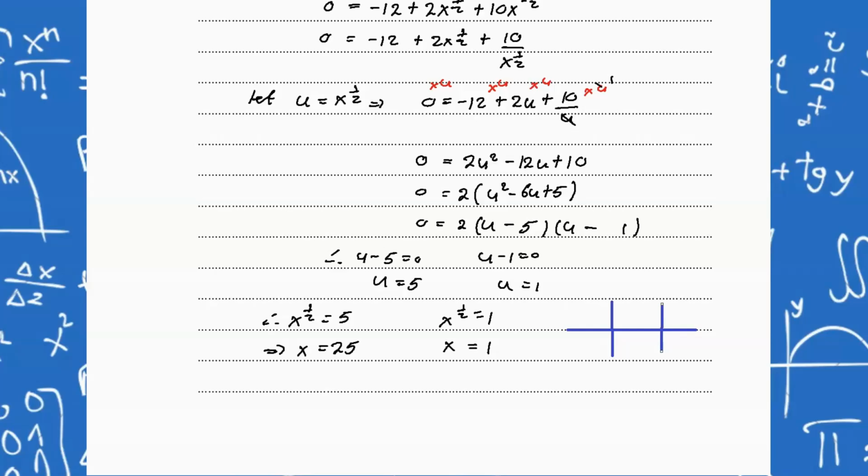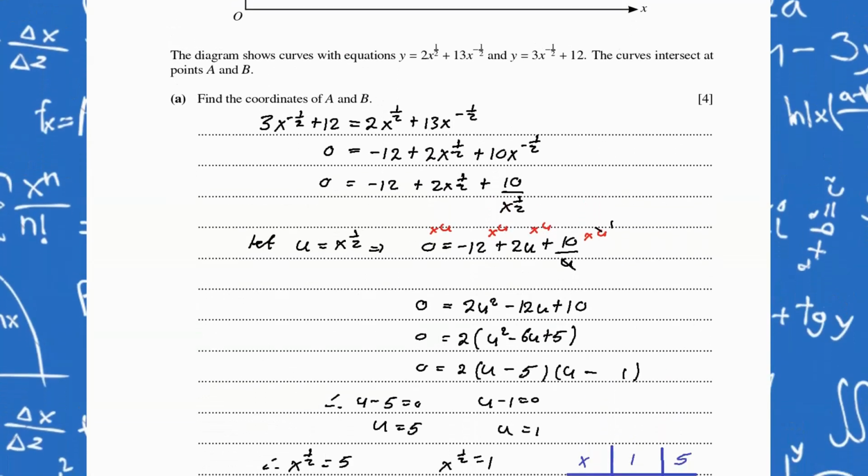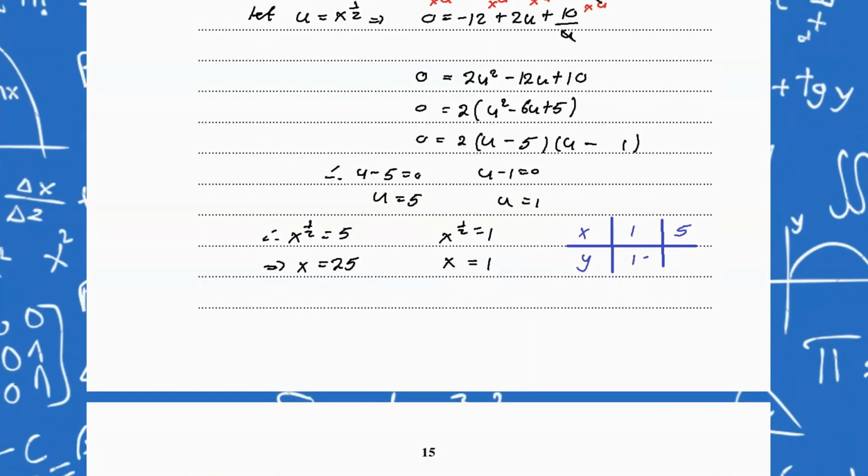and we can simply find the corresponding y values by saying x and y here, and when we have x being a 1 or a 5, when x is a 1, what is y? When x is 1, that's 2 plus 13, so y will be 15, so 15 here.